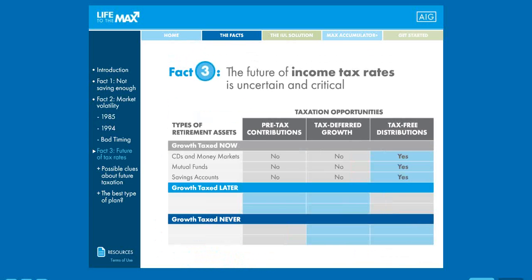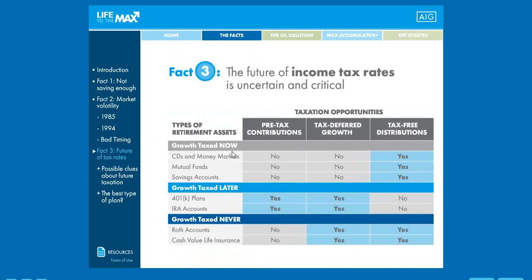Okay, we know in a typical taxable account, the contributions are made with after-tax dollars, and the growth is taxed as it's credited or realized. And as I mentioned before, most mutual funds, CDs, and savings accounts are included in this category. As you can see here, this would be what we call the taxed now category, since growth is taxed right away as soon as it's earned or realized.